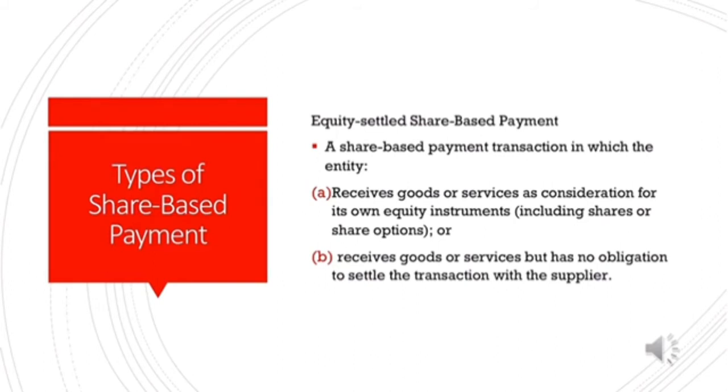Next, the entity receives goods or services but has no obligation to settle the transaction with the supplier. This is where the subsidiary receives goods or services from the supplier, but has no obligations to settle the transaction because its parent or another group entity is instead obliged to do so.